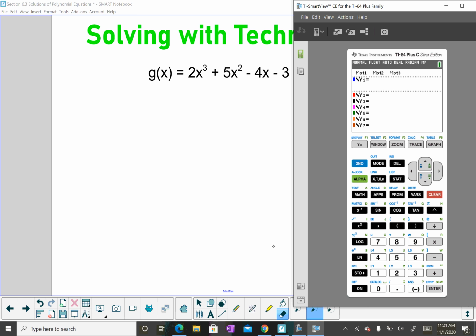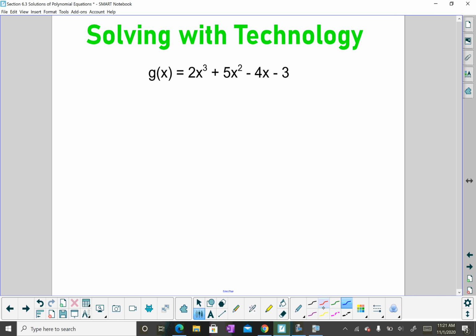Okay, so let's look at solving with technology. For this problem, we're going to start by setting it equal to 0. And then you'll notice that this one would be difficult to solve with factoring. All 4 terms don't have anything in common, and even if I tried to factor by grouping, I wouldn't be left with that same parentheses twice.